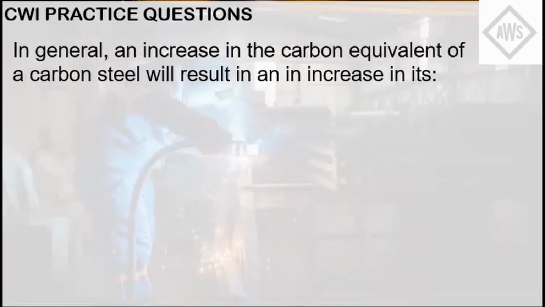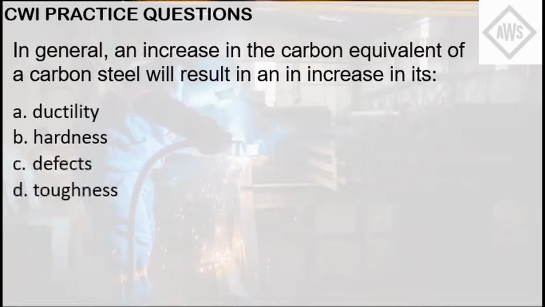Next question. In general, an increase in the carbon equivalent of a carbon steel will result in an increase in its letter A, ductility, letter B, hardness, letter C, defects, letter D, toughness, letter E, all of the above. An increase in carbon will increase hardness, which is the answer here, letter B.